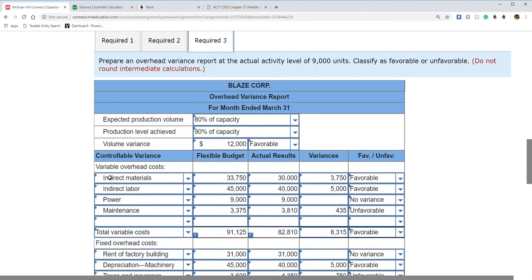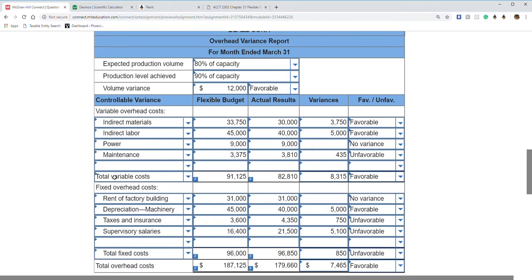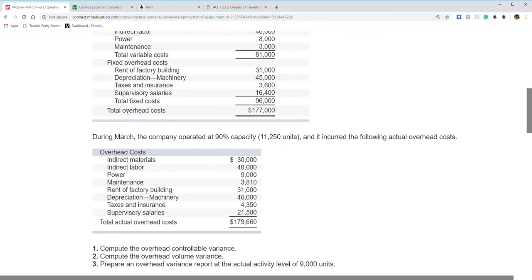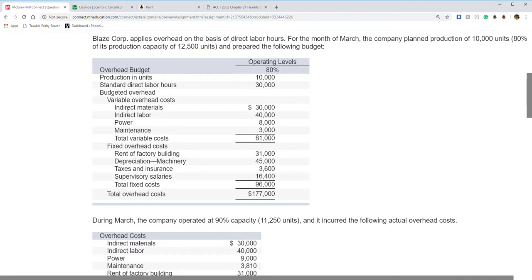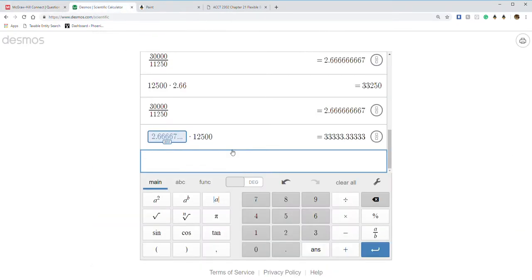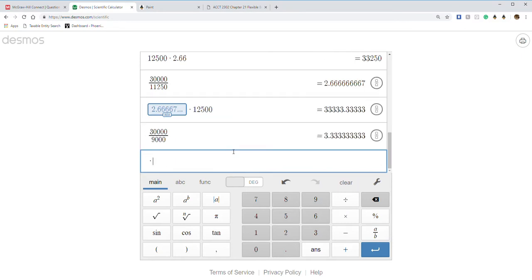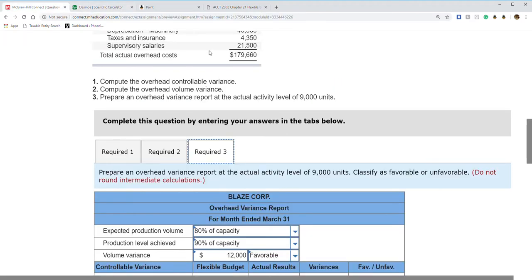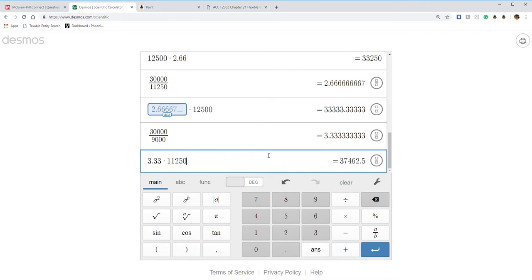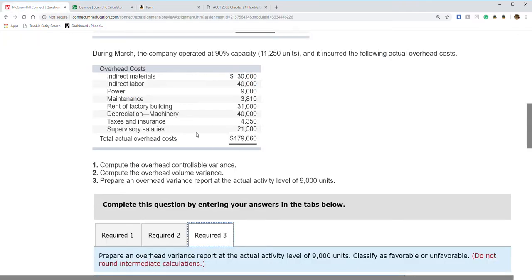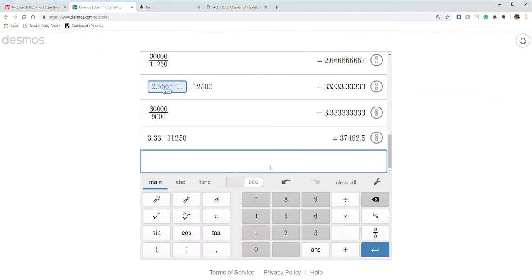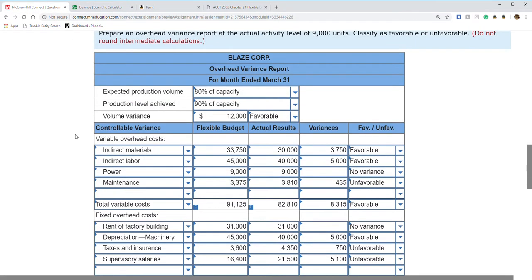So, this one in itself, I'm wondering if they took the 30,000 divided by 9,000 times that by 11,250. 37. No. Because. Yeah, I mean, that's a little bit odd how they got that number.